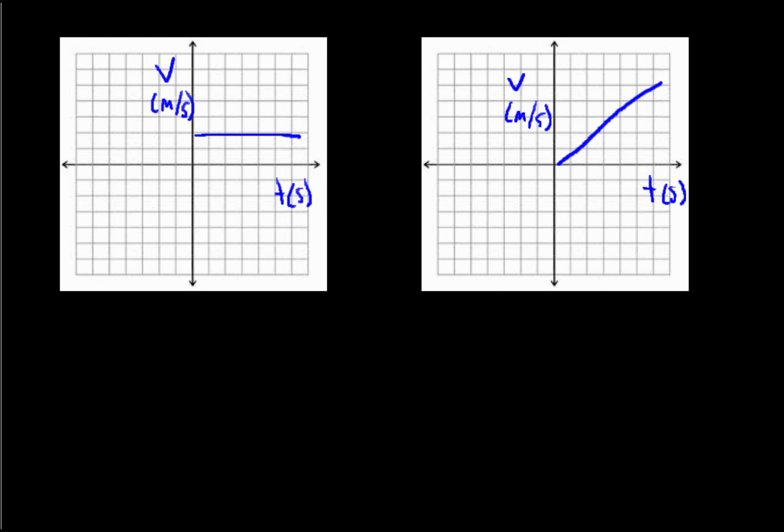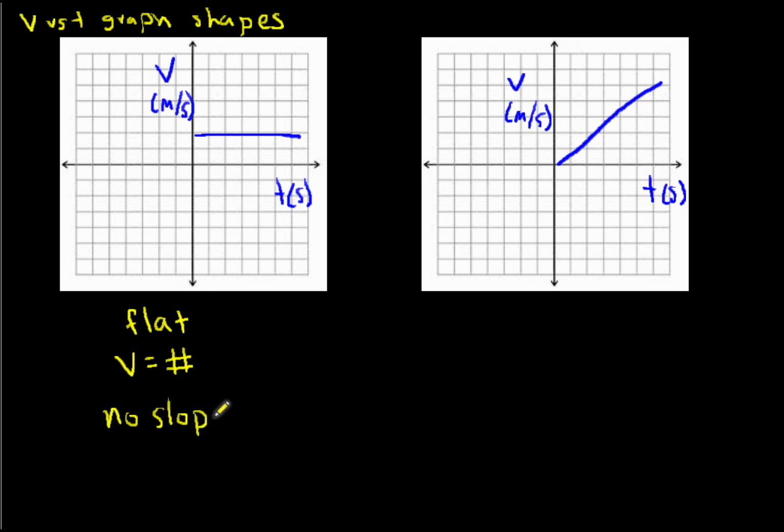We're only going to look at two types of graph shapes for v versus t, the flat graph and the linear graph. The curved graph gets a little bit complicated to interpret, so we're just going to look at these two. First, the flat graph. For a flat graph, that means the y variable v equals some number. It has no slope. This means that it has no acceleration. If there's no acceleration, that means the situation is constant velocity.